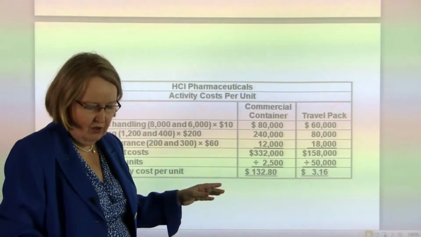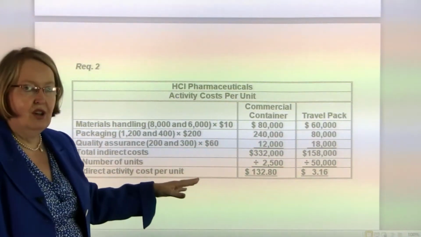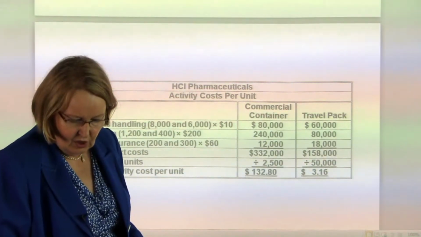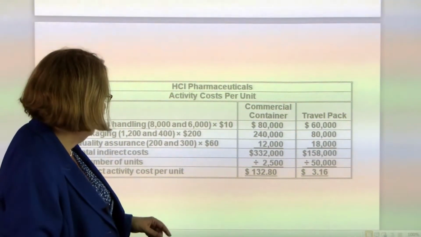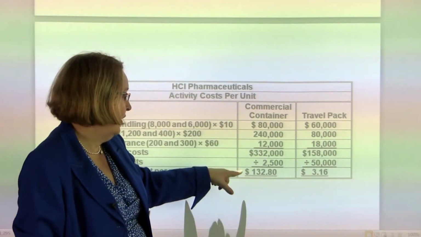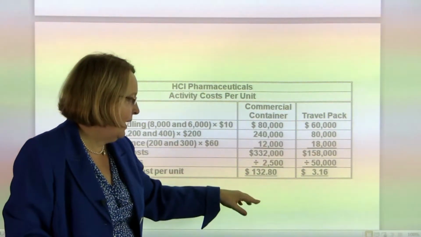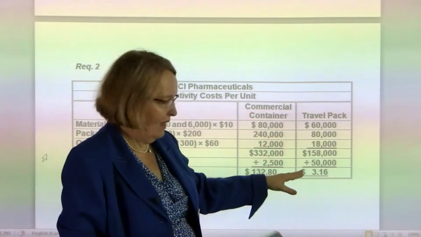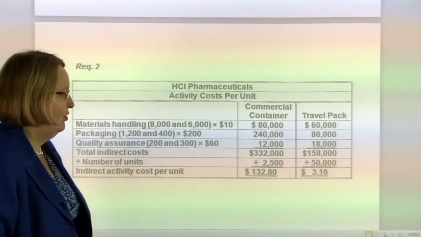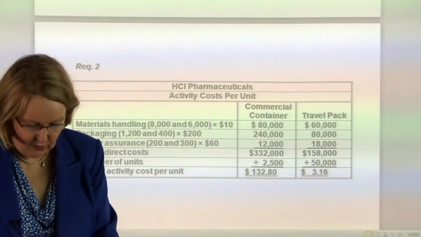Then what you want to find out is what is the rate for each of these products. So for the commercial containers, we're told that we have 2,500 of those containers. The total cost being 332,000 divided by the 2,500, $132.80 per container. The travel pack, you're told here in the problem that you have 50,000 of those, so that will be $3.16 per travel pack. So that completes requirement 2.